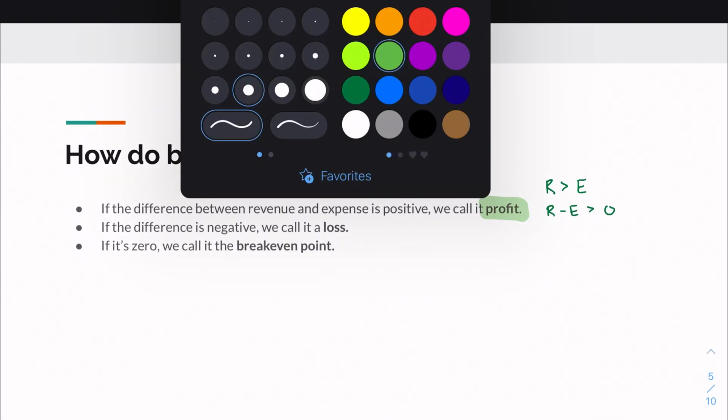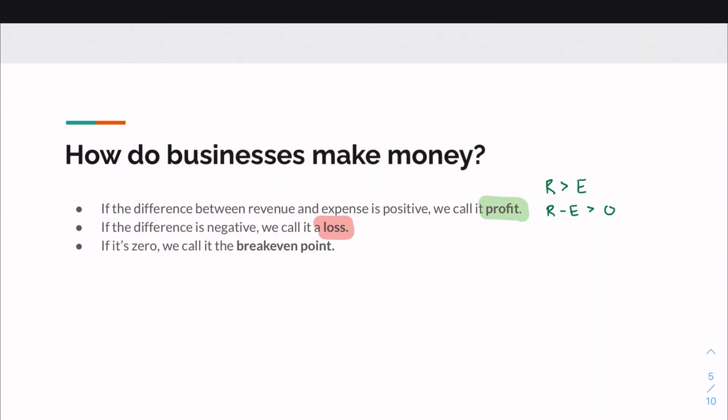If the difference is negative, we're going to call it a loss. I don't want to lose money, but if it costs me more to produce something than I'm making, then I'm losing money. It means that the difference between my revenue and my expense is negative.